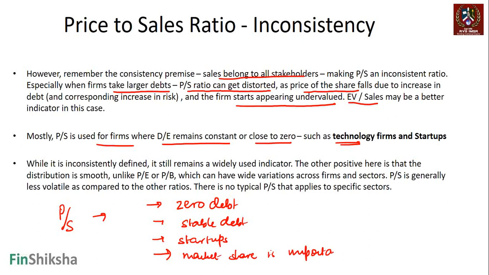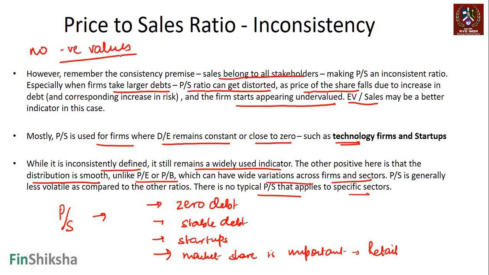The retail sector, for example, where you're trying to figure out the market share. While it is inconsistently defined, it still remains a widely used indicator. The distribution is smooth. Unlike the PE and PB, where you could have wide variations across firms and sectors, price to sales is relatively less volatile. There's no typical price to sales that applies to specific sectors, but the distribution is smooth. There are no negative values here, which makes our calculations slightly simpler, and that's basically how we look at the price to sales ratio.